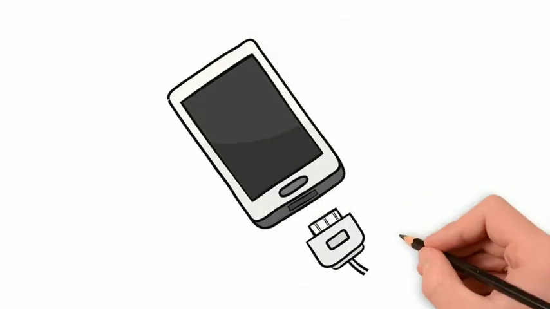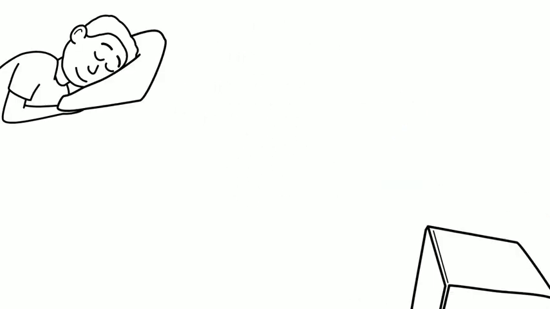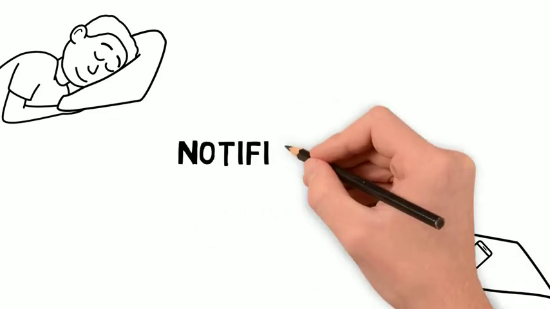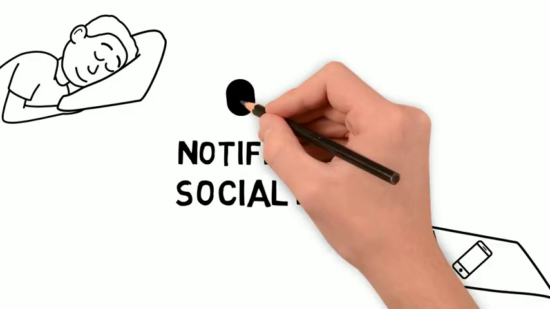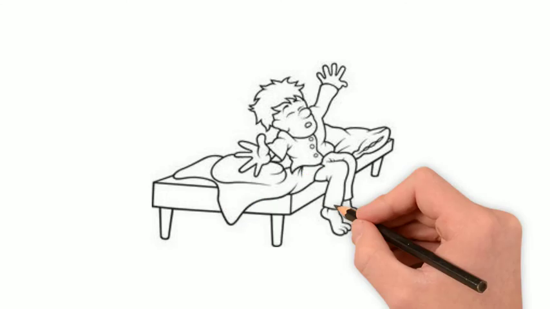Do you charge your phone in your room and use it as an alarm clock? Try plugging it in across the room so that it's not right next to you. Not only does this avoid being woken up by notifications or checking social media when you cannot fall asleep, it forces you to get out of bed in the morning when your alarm goes off.